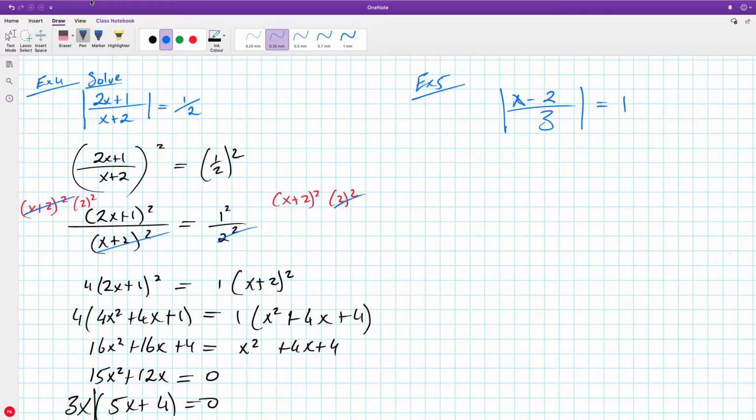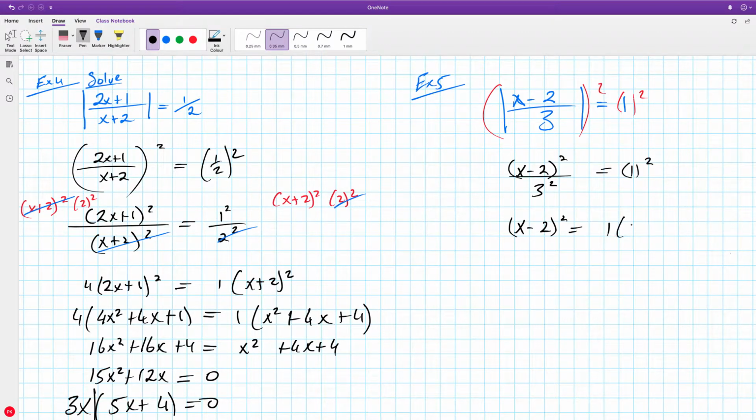So, we square both sides. That is (x minus 2) squared over 3 squared is equal to 1 squared. So that's (x minus 2) squared is equal to 1 by 3 squared, yeah? Square out the first, x squared, minus twice the first by the second, minus 4x, plus square the last, 4, is equal to 9.